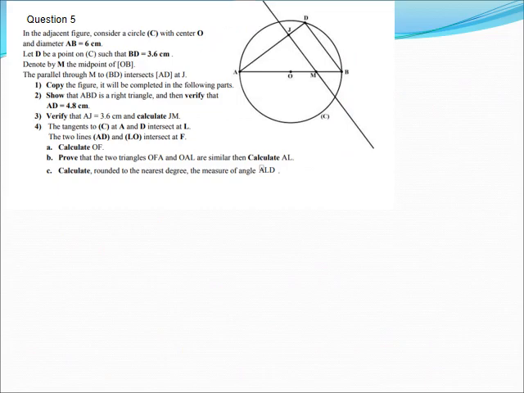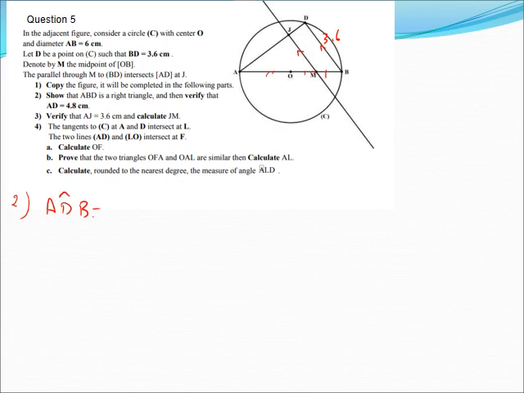Question 5. In the adjacent figure, consider a circle C with center O and diameter AB. AB equals 6 centimeters. Let D be a point on C such that BD equals 3.6 centimeters. Denote by M the midpoint of OB. The parallel through M to BD cuts AD at J. Copy the figure. Number 2. Show that ABD is a right triangle.